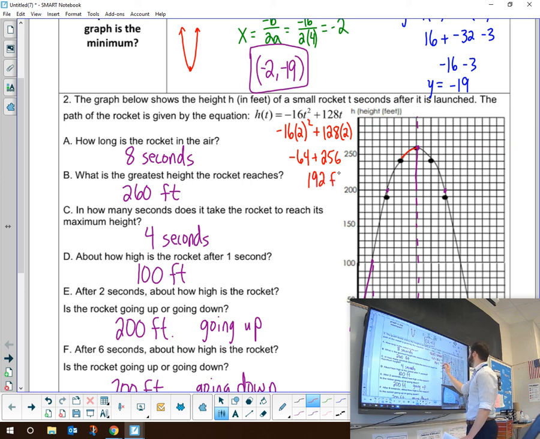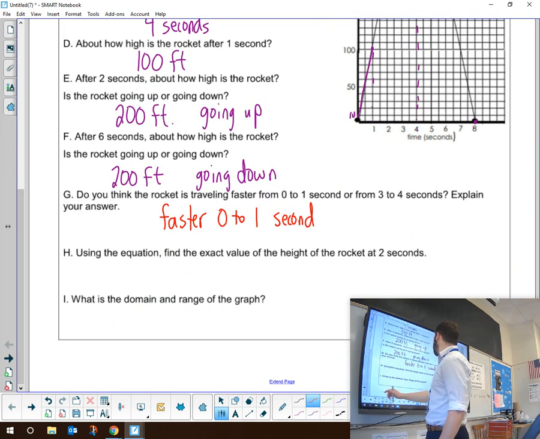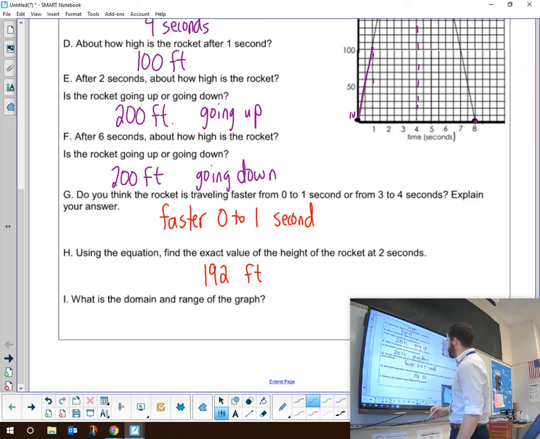192 feet. All right, so our guess of 200 feet was pretty close, but we can find the exact value by taking my equation and plugging a point into it for that time. Okay, so my exact one is 192 feet. And then what is the domain and range of the graph?